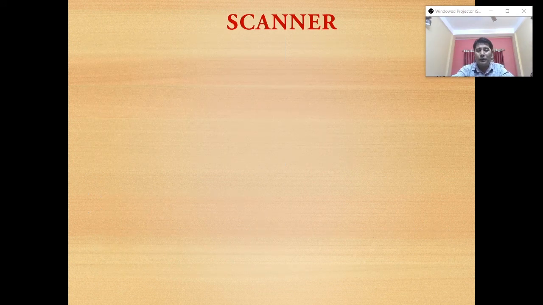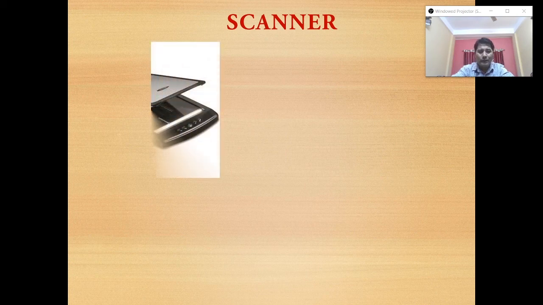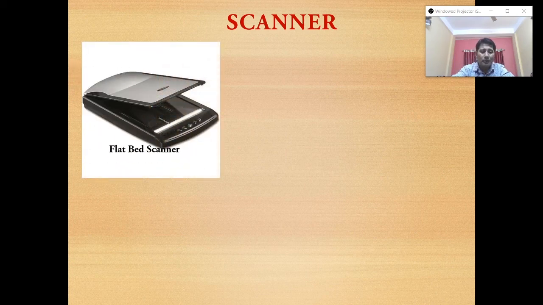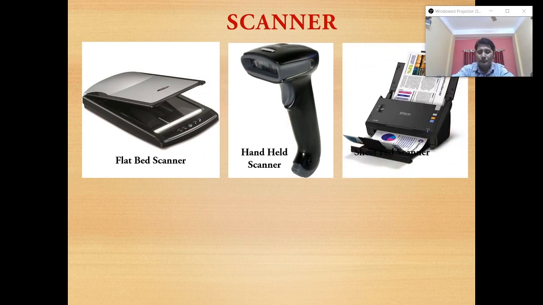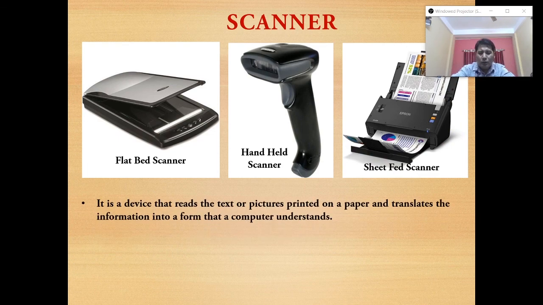The next input device is scanner. So basically there are three types of scanner. One is the flatbed scanner, the handheld scanner, and the sheet fed scanner. So this is the device that reads the text or the pictures that are printed on the paper and translates it into the form that the computer understands.